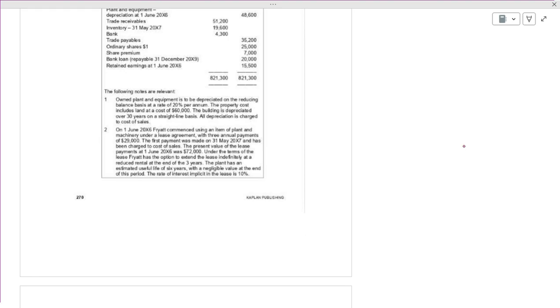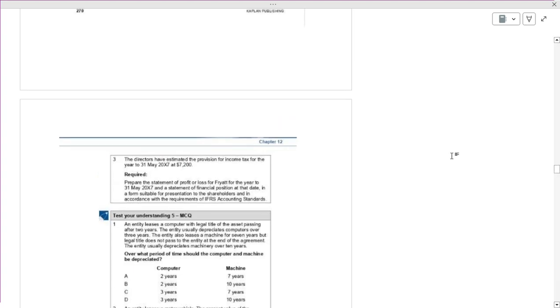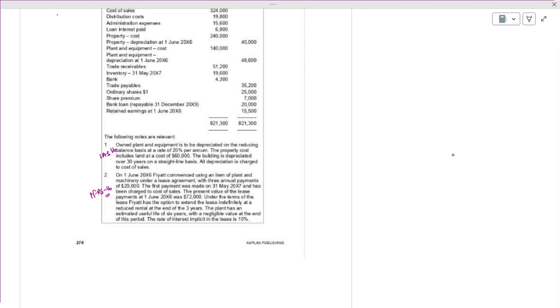We are talking in terms of IAS 16 and in terms of IFRS 16. Two things are there. This we are not talking about income tax. The one we are talking about is IAS 16, and the one we are talking about is IFRS 16. Is it clear? Yes, doctor.